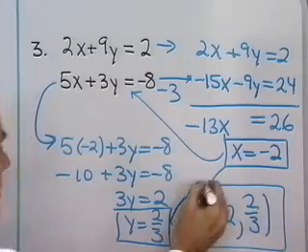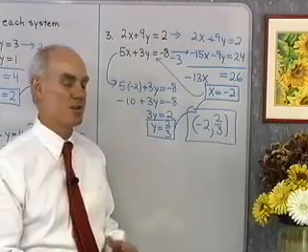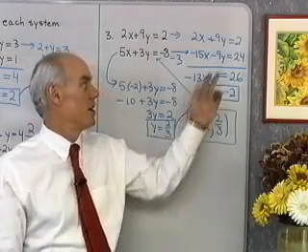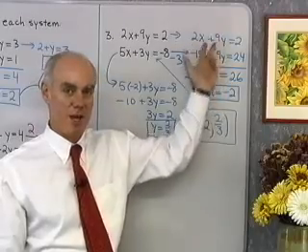This method of solving systems of equations is sometimes called the addition method, sometimes called the elimination method, because we eliminate one of the variables from that pair of equations.